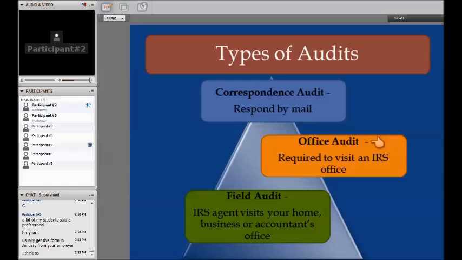It could be an office audit, and this is going to mean that you have to go to a local IRS office and bring all of your things, and you're going to sit down with an agent, and you're going to go over all of the deductions, and they're going to do a very thorough examination of your tax return. A field audit is going to be where the IRS agent comes to your home business or meets you at your accountant's office. And they're going to do the same thing. They're going to want to see your proof of your deductions, and they're going to do a very detailed examination of your tax return. Okay, does that all make sense?